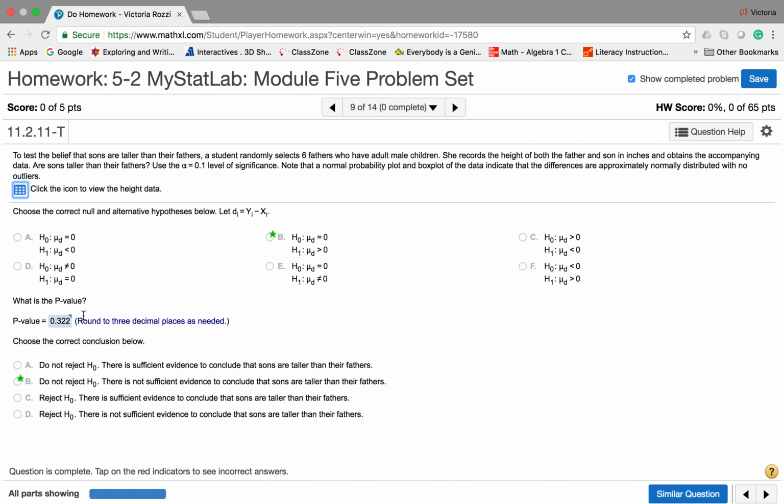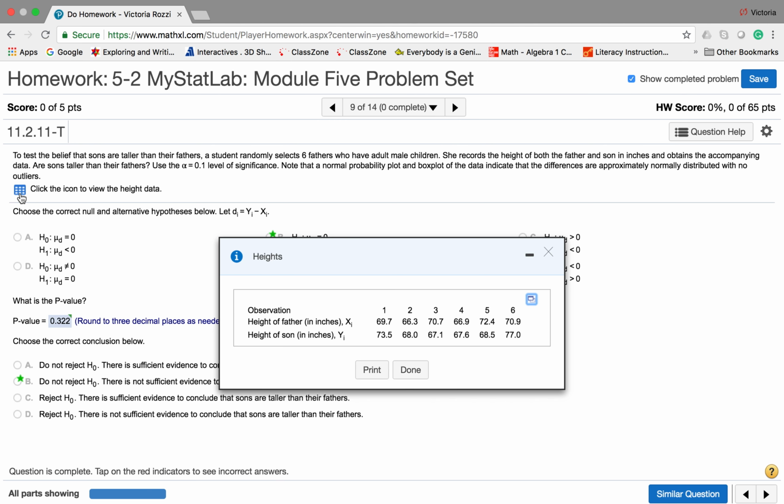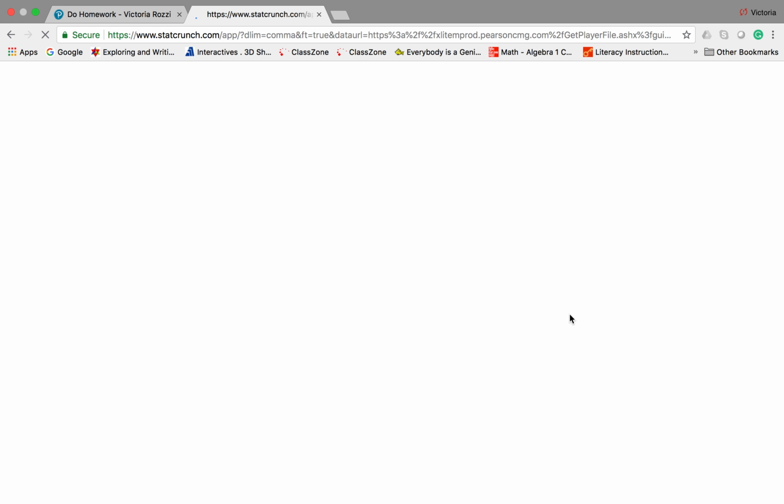Now, how do we get this p-value? Really easy to do in StatCrunch. So first of all, you're going to click this little icon to view the data, and then we're going to pull it over to StatCrunch by clicking this little blue icon and clicking Open in StatCrunch.